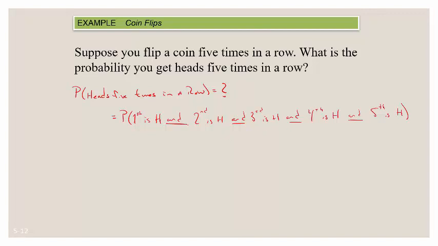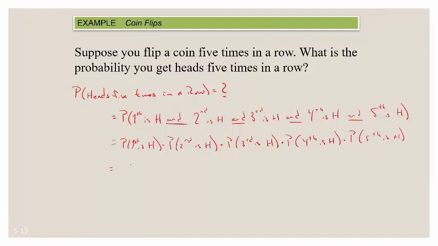So if I want 5 heads in a row, it makes sense that the first needs to be a head, and the second needs to be a head, and the third needs to be a head, and the fourth needs to be a head, and the fifth needs to be a head. So you see the "and", that implies multiplication. So indeed, coin flips are all independent. So it's the probability the first is a head times the probability the second is a head times the probability the third is a head times the probability the fourth is a head times the probability the fifth is a head.